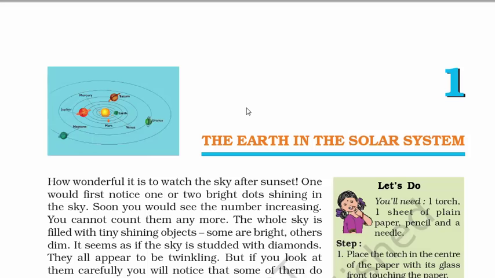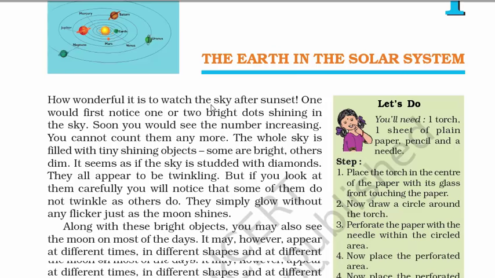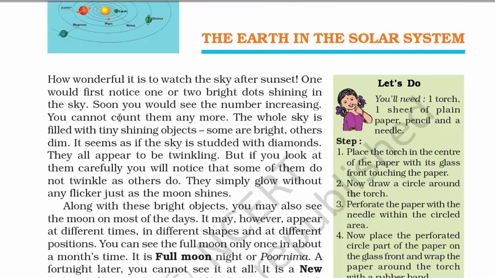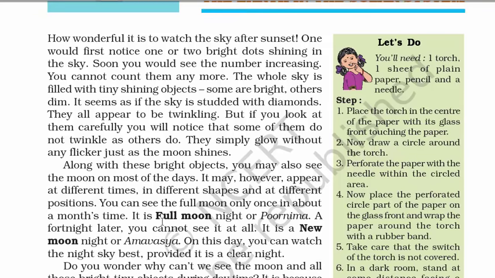Hello everyone, today we are going to talk about the chapter The Earth and the Solar System, which is the first chapter in the class 6th NCERT geography book. The first page talks about the solar system, much preferably our sky, how the sky looks, and what the shiny and bright objects in the sky are, like the moon and stars. So basically it just speaks about that.